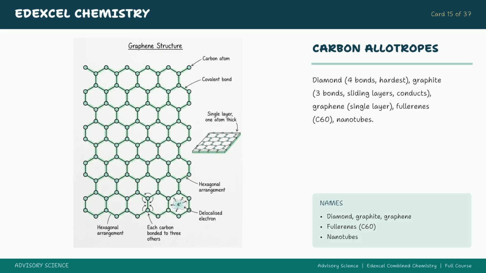Fullerenes are hollow carbon shapes, including Buckminster fullerene, which has 60 carbons in a ball. Nanotubes are cylinders of graphene. Spec names you must know are diamond, graphite, graphene, fullerenes, Buckminster fullerene, and nanotubes. Examiners can ask about any of them. It's the same carbon, different shape, different job.